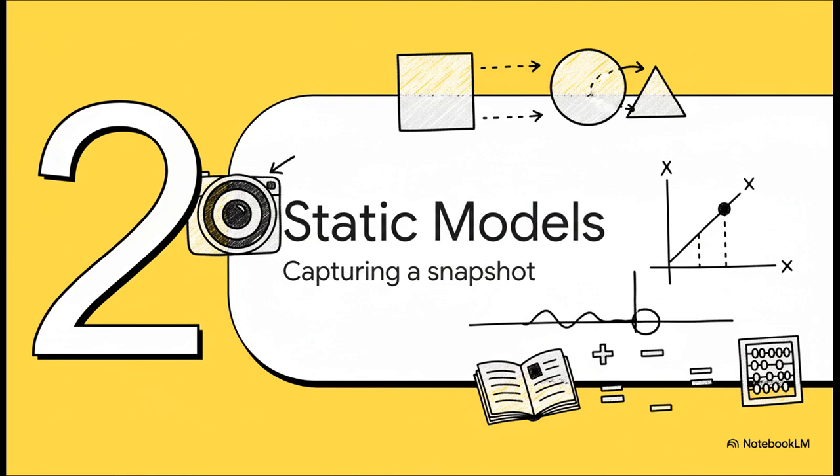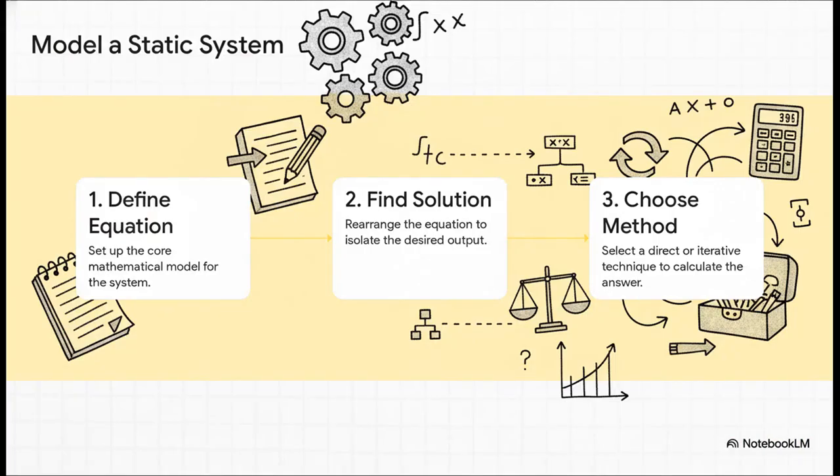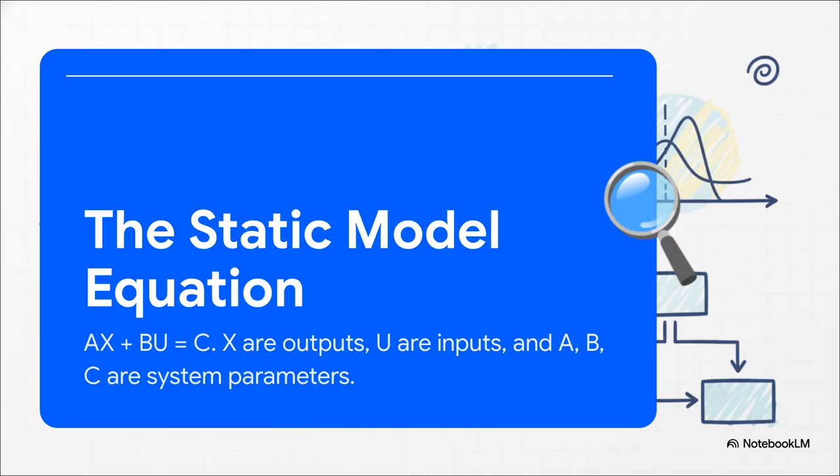How do we actually capture that single moment and lock it down with math? Let's break it down. The process is actually pretty straightforward. It's really just a logical three-step journey that takes us from looking at a physical system to getting a super precise mathematical answer. All right, step one, we have to define the system with its core equation.